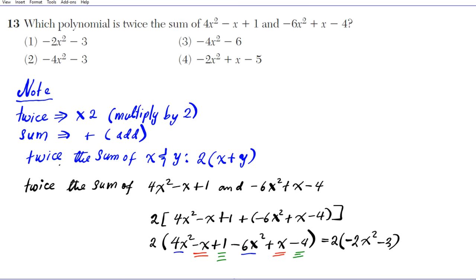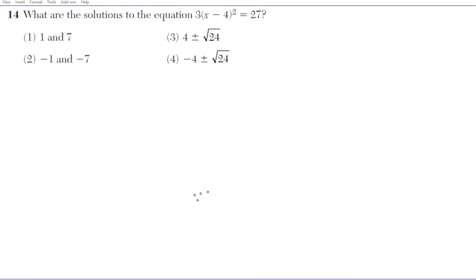Okay? And then lastly, we apply our distribution property over a difference. Distribute 2 to these two terms in the parentheses. And your final answer will be negative 4x squared minus 6. Answer to question 13 is option number 3. All right, let's take a look at question 14. It says, what are the solutions to the equation 3 times the quantity x minus 4 squared equals 27?